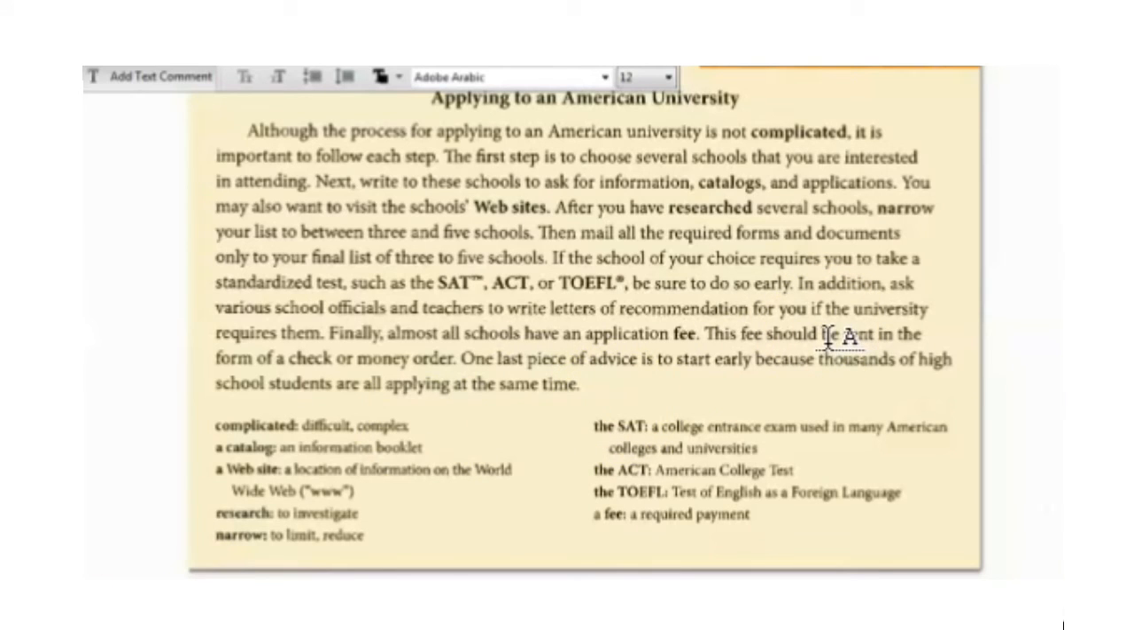Okay? The title is Applying to an American University. If you notice here, the writer starts by the topic sentence. فكرة الرئيسية من الباراgraph. Let's see it together. Although the process for applying to an American university is not complicated, منا صعبة البروسس لأقدم على American university, it is important to follow each step. So بهيدي topic sentence the writer عم بخبرنا إنه we have steps لازم نتبعهم in order to apply to an American university.